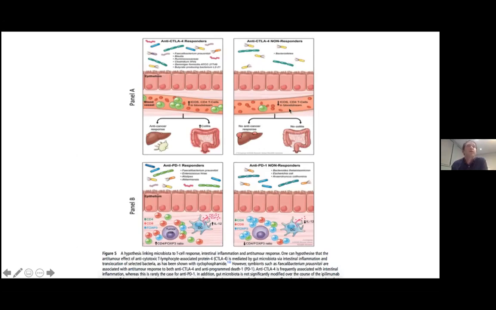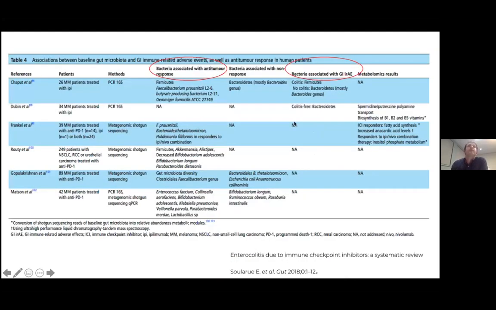And in the non-responders, they had low numbers of Firmicutes and an increase of the Bacteroidetes. So those were considered signatures or signals for potential response. And interestingly enough, on this chart, and these are just different cohorts, this is basically what I said before. Bacteria associated with anti-tumor response was the Firmicutes in these groups, and with non-response, the Bacteroidetes. But the bacteria associated with the GI immune-related adverse effects were the Firmicutes.